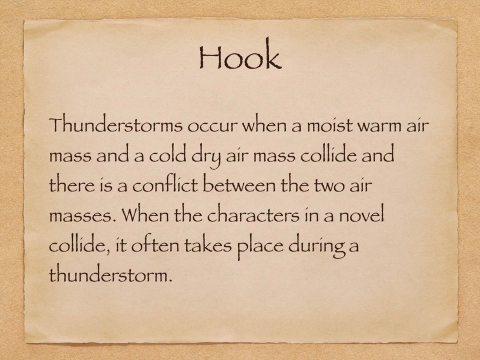So here's my hook for the answer to my question. Now, my question asked for a symbol, and I'm going to use the thunderstorm. That's the symbol that I'll be talking about. So I'm going to talk about thunderstorms and what they are as my hook. So you can see, thunderstorms occur when a moist, warm air mass and a cold, dry air mass collide, and there is conflict between the 2 air masses, just like you have conflict between characters. When the characters in a novel collide, it often takes place during a thunderstorm, right? Warm, moist air, cold, dry air, they're pretty much opposite, just like Simba and Scar.